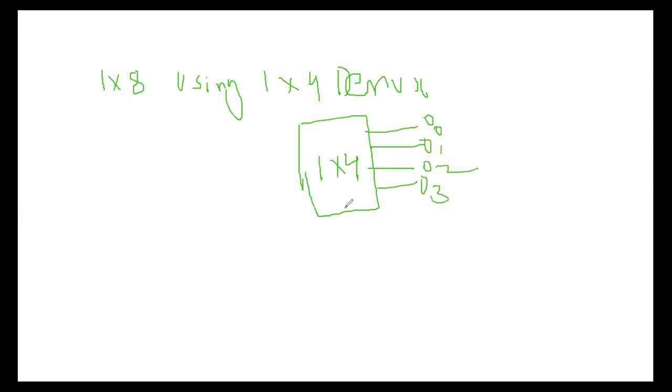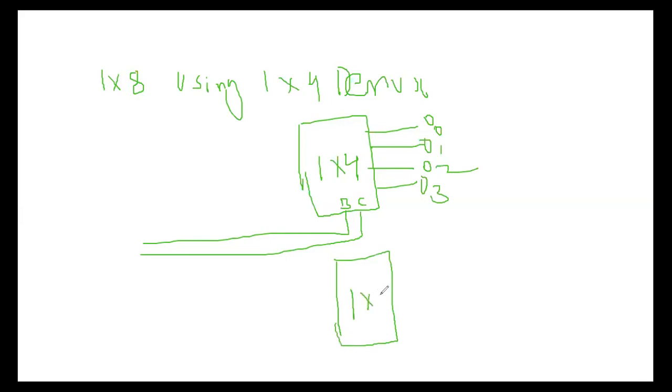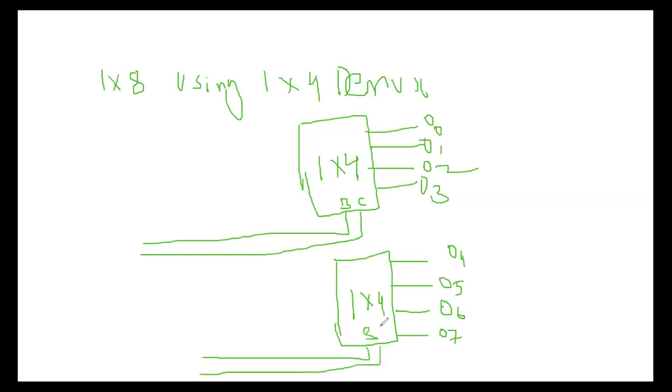It has 2 selection lines, one is B and another one is C. Similarly for the second 1/4 demultiplexer, the outputs are O4, O5, O6 and O7. It also has 2 selection lines, one is B, another one is C.